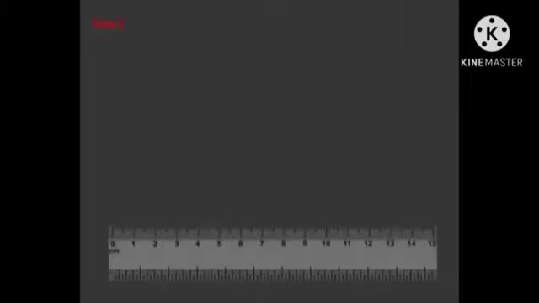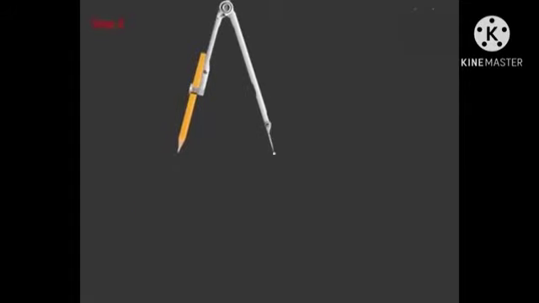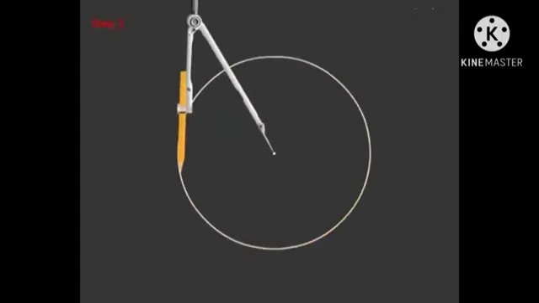Now, let us draw one more circle, but this time with a radius of 4.5 centimeters. Step 1. Use a ruler to set the distance between both the arms as 4.5 centimeters. Step 2. Place the point of the compass on a fixed point. Step 3. Move the pencil arm around to draw the circle.